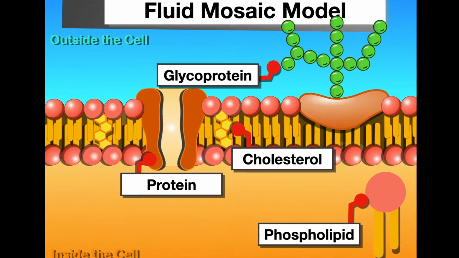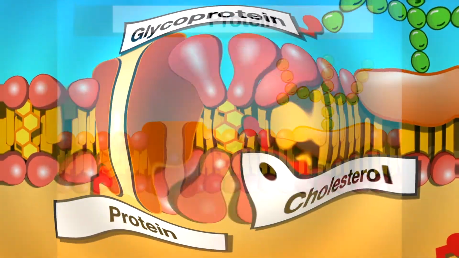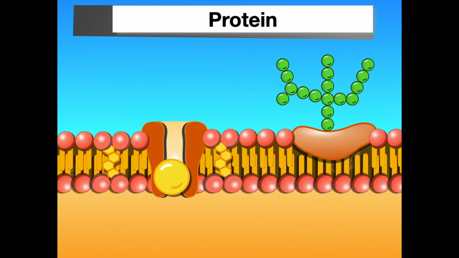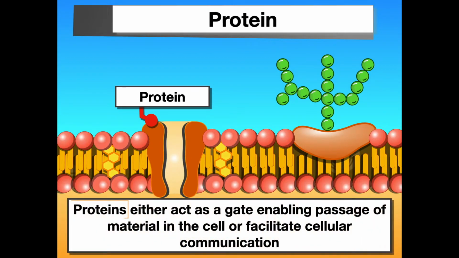Alright, so the goal here is for us to go through each of these different pieces and understand them in a little detail. Alright, so the first and most important piece here are proteins. We're going to see another video on proteins that's going to help us understand them in more detail. Proteins are going to provide a couple of different things, but they're going to act as a gate that is going to enable the passage of material into the cell, or they can facilitate cellular communication.